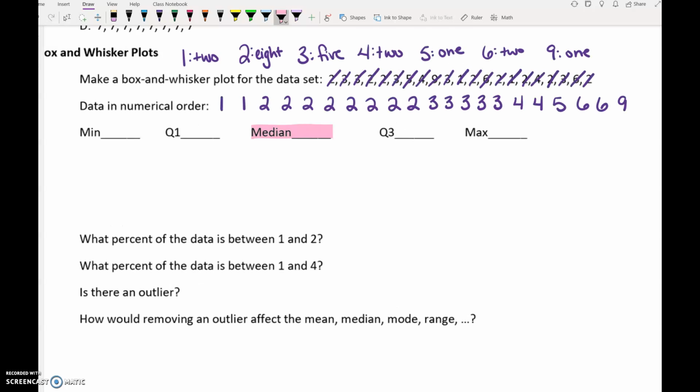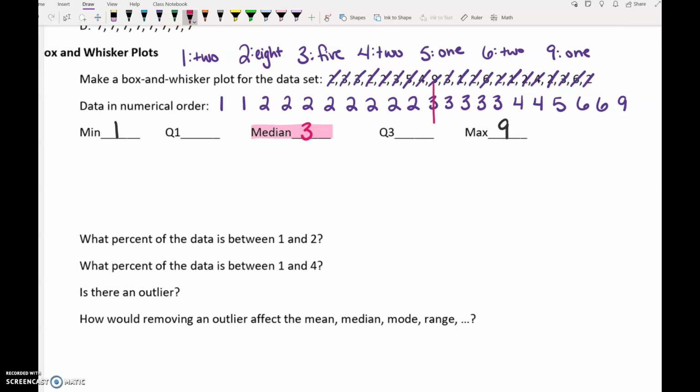Here's our data in order from smallest to largest. The minimum is the smallest number, 1. The maximum is the largest number, 9. The median is the number that falls perfectly in the middle. So take a moment and find your median.